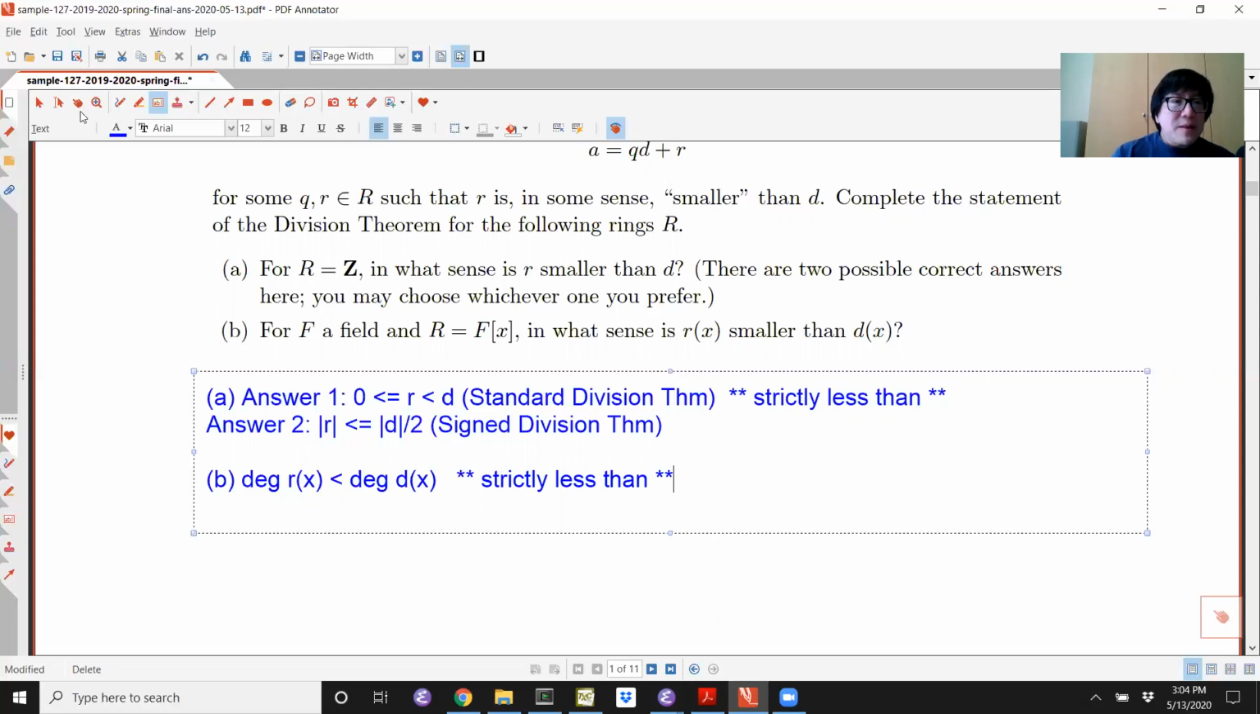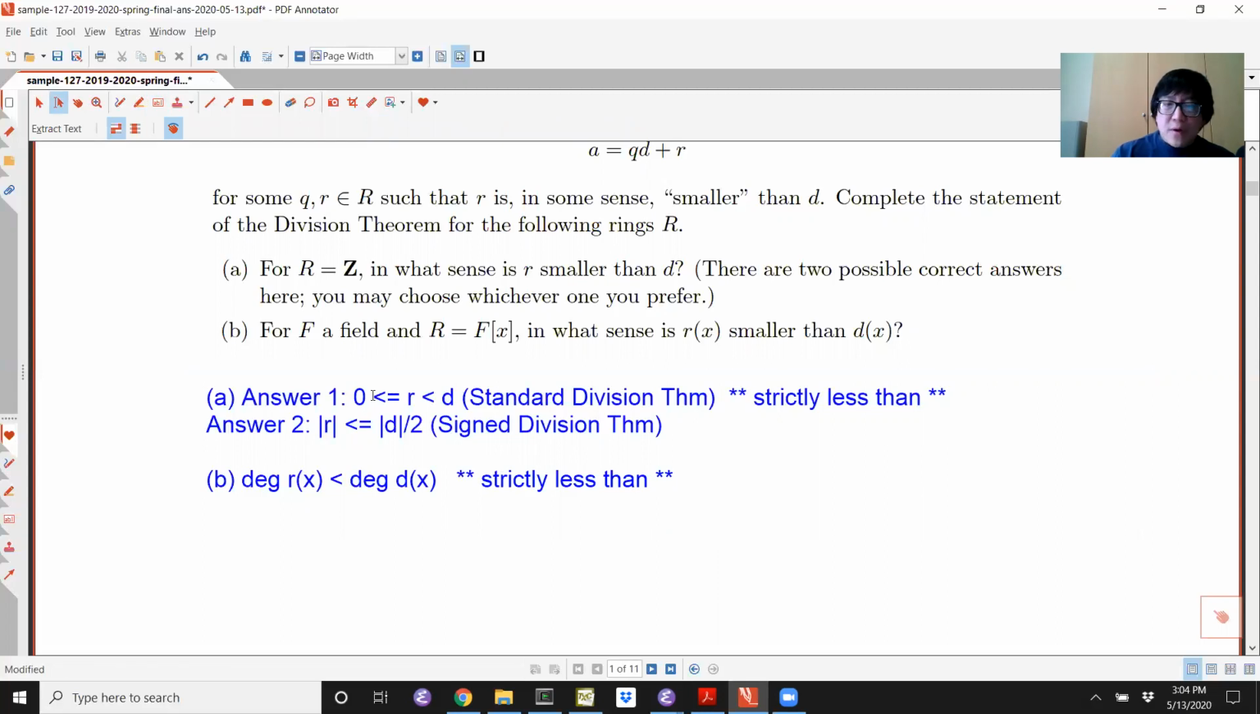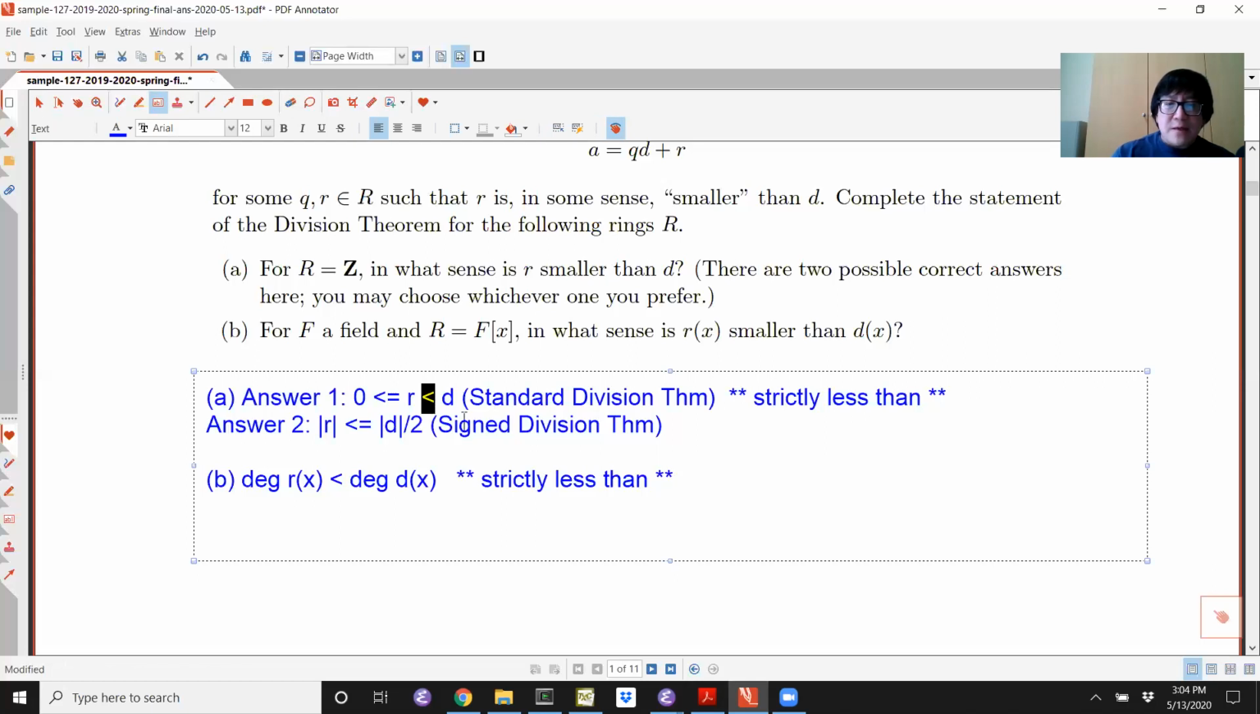So let me see if I can scoop some text here. As Ryusei is asking, that symbol has to be strictly less than, not less than or equal to. It's less than or equal to for the signed division theorem, and less than for the standard division theorem and for the polynomial division theorem. For the signed division theorem, all you can get to is less than or equal to, because there's this ambiguity of a half, for better or worse. So Ryusei, did I answer your question?